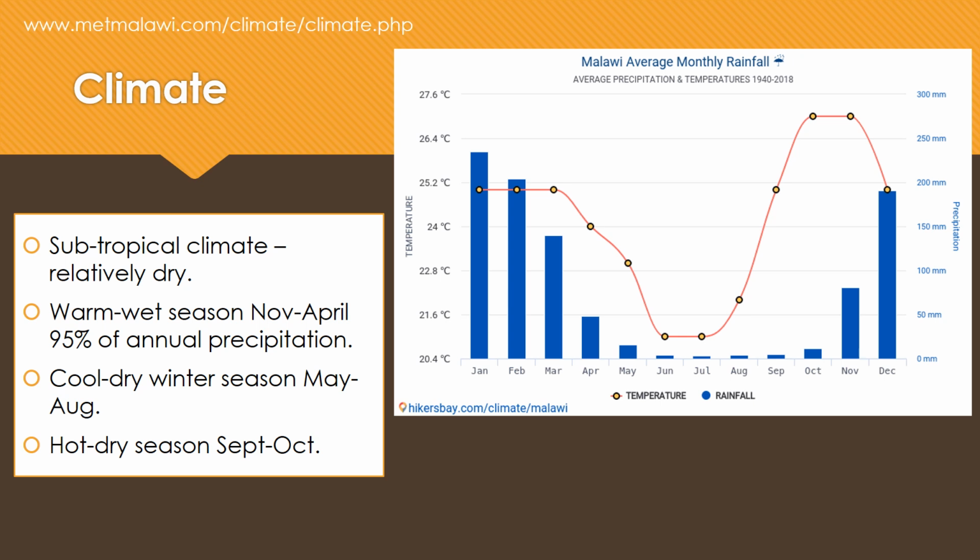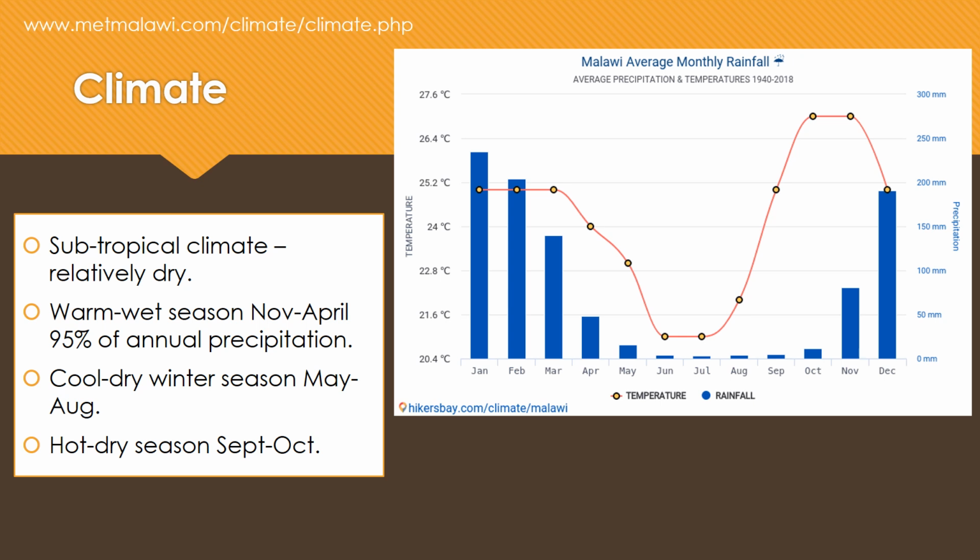So it is relatively dry, but has some different seasons throughout the year, which we can look at on the climate graph in a second. So it has a warm, wet season from November to April, where it gets 95% of its annual rainfall. So just in those few months, it gets a lot of its rainfall. It's not like the UK, where it's a bit more consistent throughout the year. So they have a cool, dry winter season in May to August. Remember, it's in the southern hemisphere, so their summer and winter seasons are the opposite to ours.